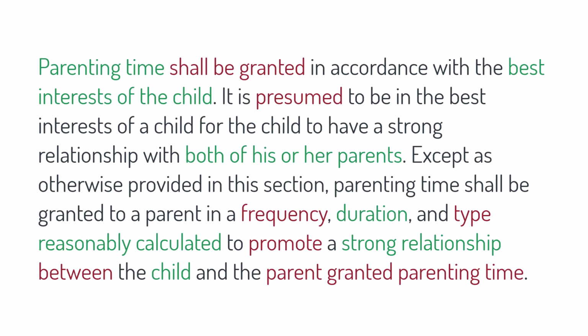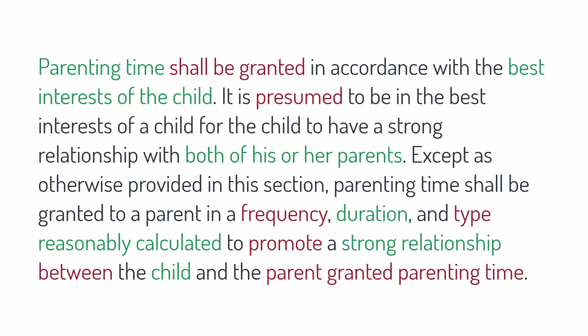The second sentence creates a presumption that it is in the best interest of the child to have a strong relationship with both parents. Okay, so you don't favor one over the other. In some states, they kind of favor the mom over the dad sometimes, but not in Michigan. And then we have this final clause, which is that parenting time shall be granted to a parent in a frequency, duration, and type reasonably calculated to promote a strong relationship between the child and the parent.